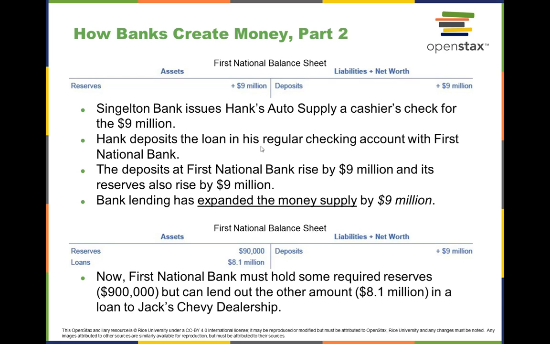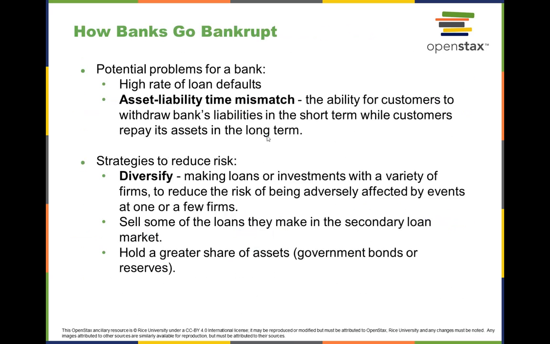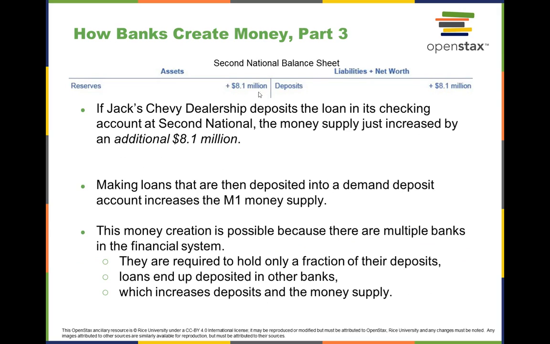First National Bank has to hold the same 10%, and they can lend out the rest. So they can loan out $8.1 million to Jack's Chevy dealership. So they have $900,000 in reserves, and they're going to loan out $8.1 million. Jack's Chevy dealership deposits the loan in a checking account at Second National. So the money supply just increased again by $8.1 million. So we have this original $10 million. We've added an additional 9, and now we have an additional $8.1 million. And so we are continuing to increase the amount of money in the system.